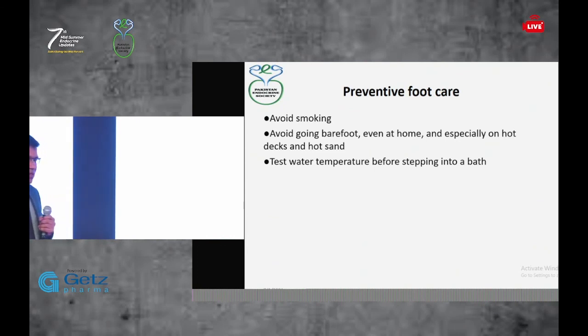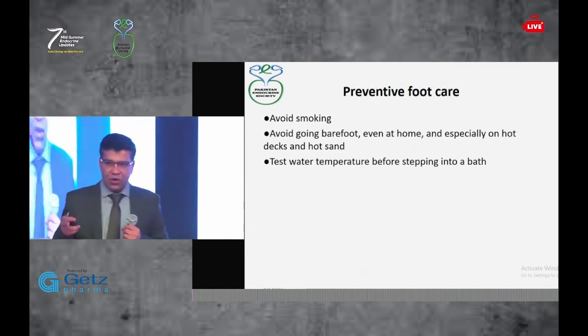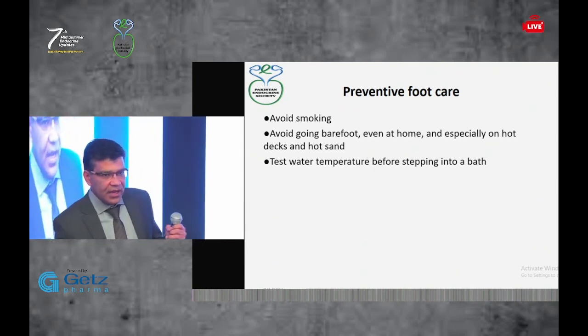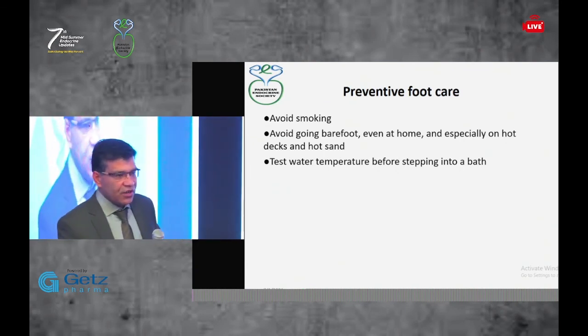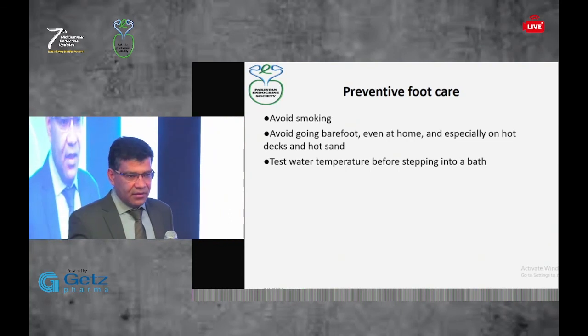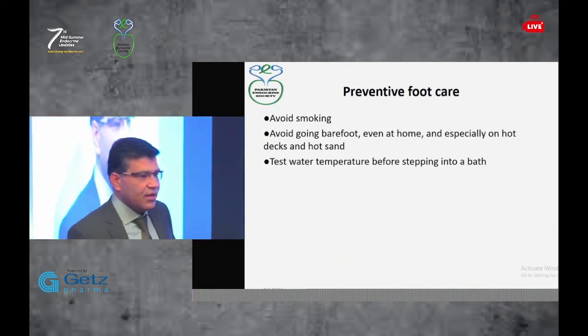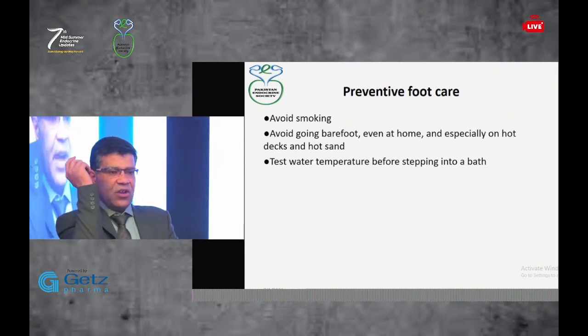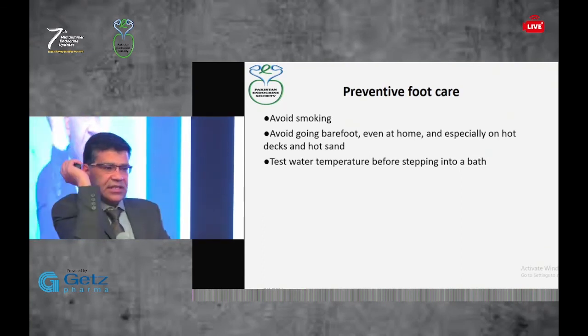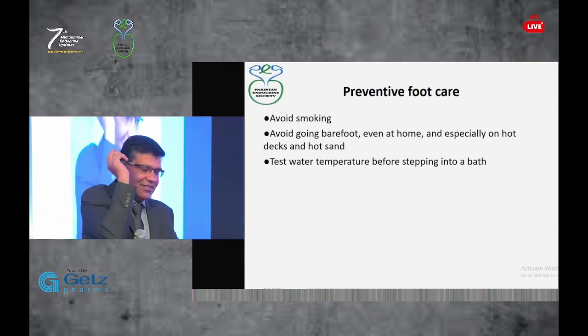Test the water temperature before going to bath, or if you are bathing, you should have a colleague check the temperature of the water, or if that's not available, you can check the temperature of the water with your elbows.